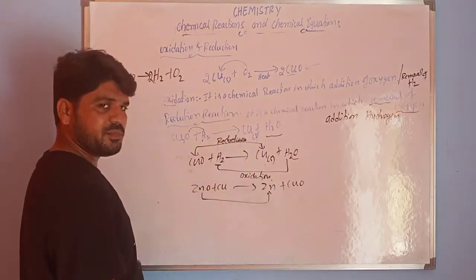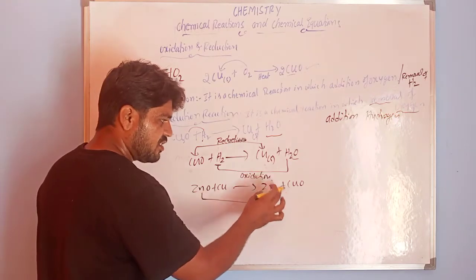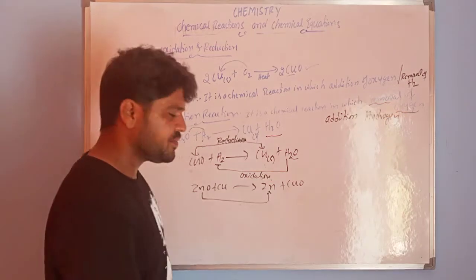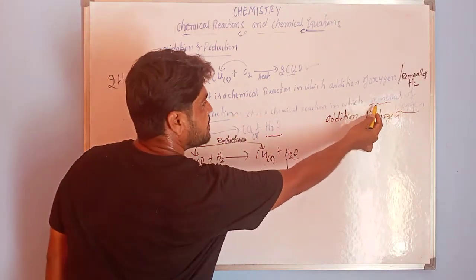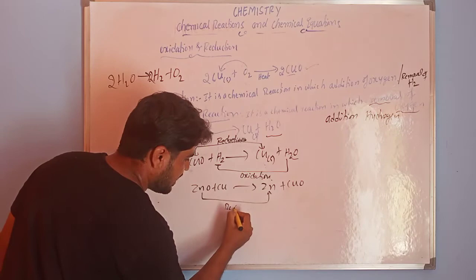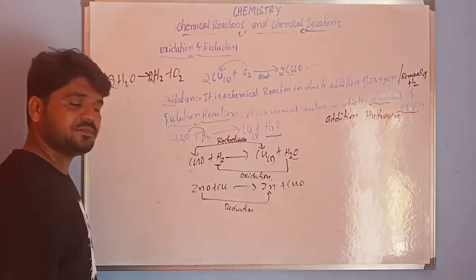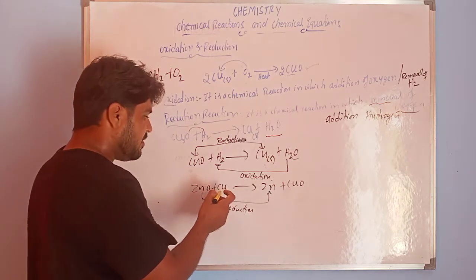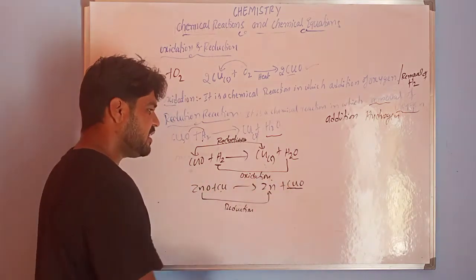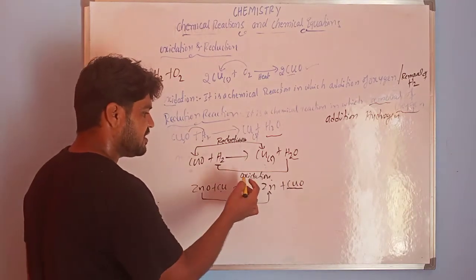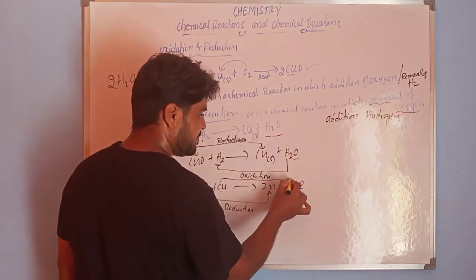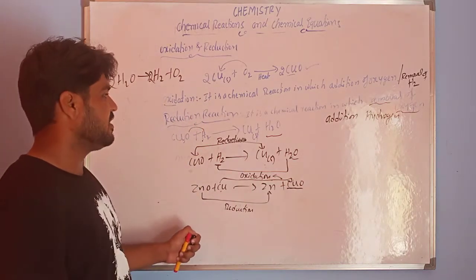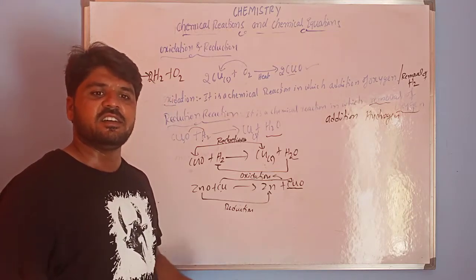So in this process what happens? Here oxygen is present, in this product no oxygen. That means removal of oxygen, which we call reduction. The next, copper. In this copper there is no oxygen. In the product side oxygen is present. That means addition of oxygen, which we call oxidation. These are some examples of oxidation and reduction reactions.